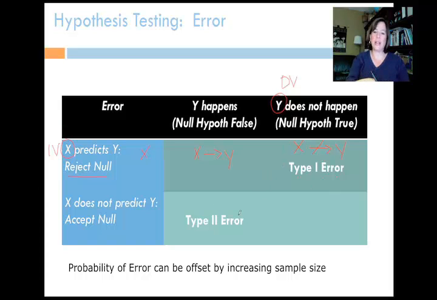For type 2, it's the other diagonal of the matrix. You have a null hypothesis that says X is not related to Y. X is not related to Y. That's the null hypothesis. And yet, Y does happen. That's a type 2, because you're saying X is not related to Y, you accept the null hypothesis, and yet Y happens. That's a type 2 error.